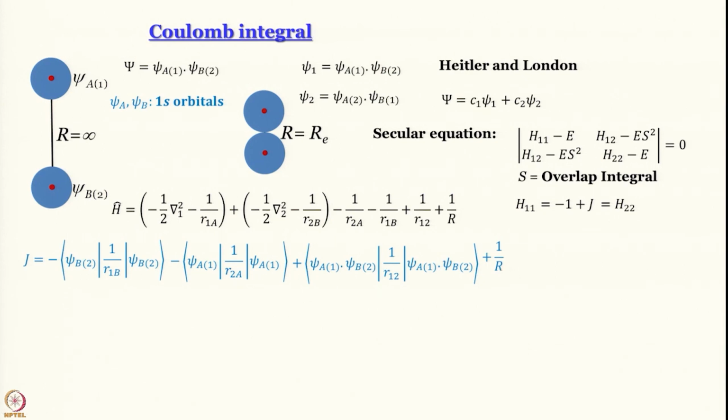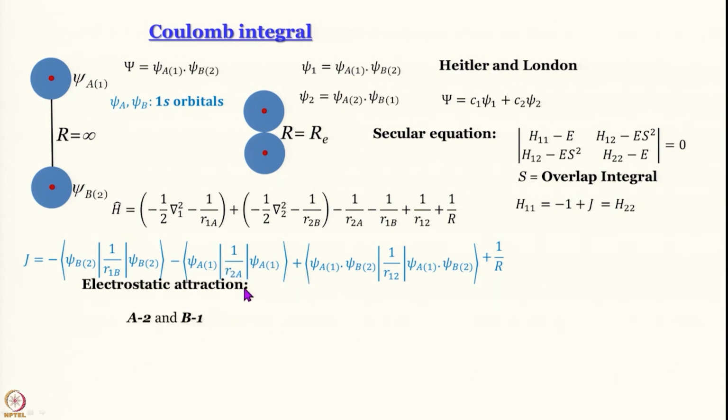Now see what is the significance of these terms. We have encountered this kind of integral earlier, have we not? Psi B2 squared by R1b. Did we not say that that is the Coulombic field of electron number 2 at the position of electron number 1, and is it not just the other way around here?